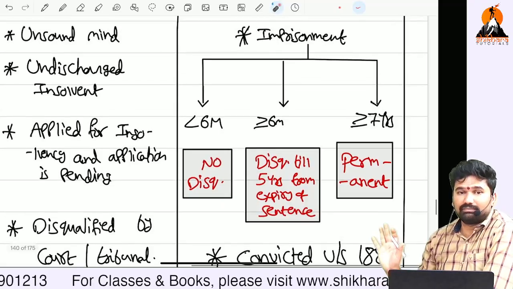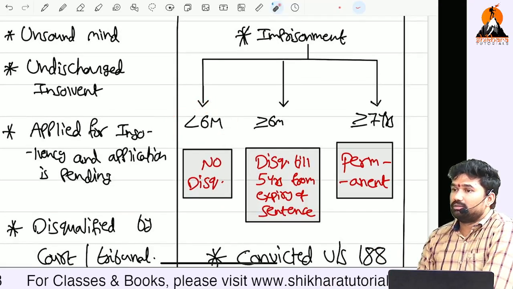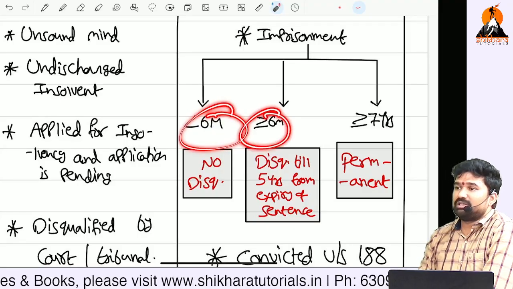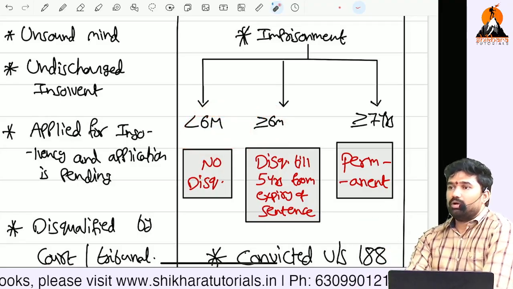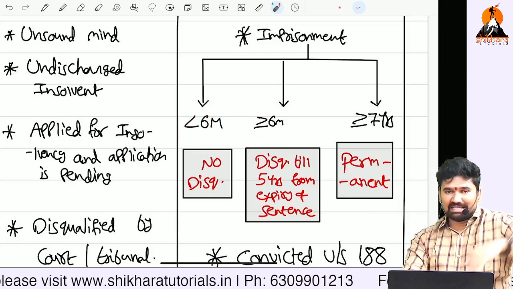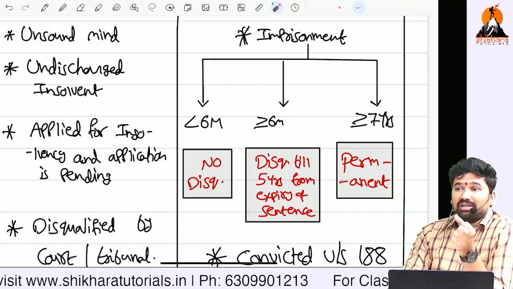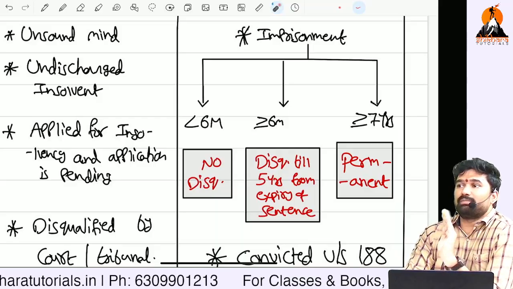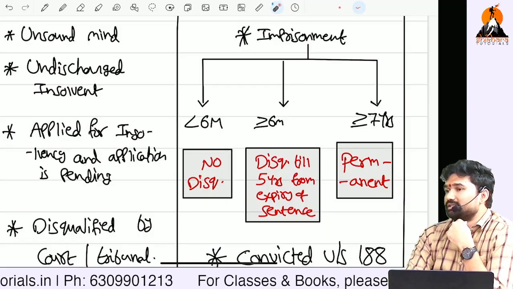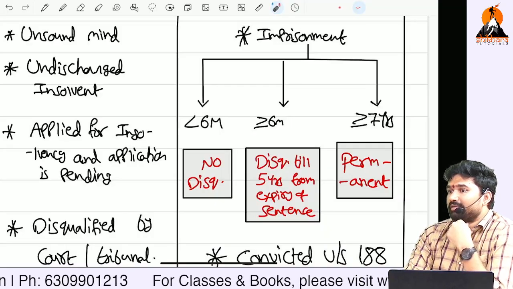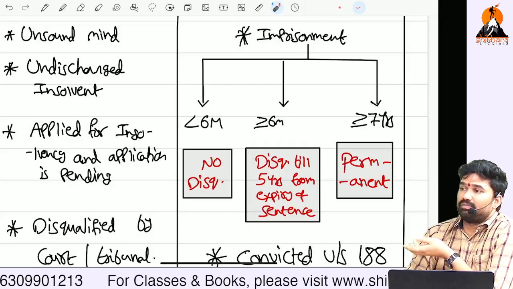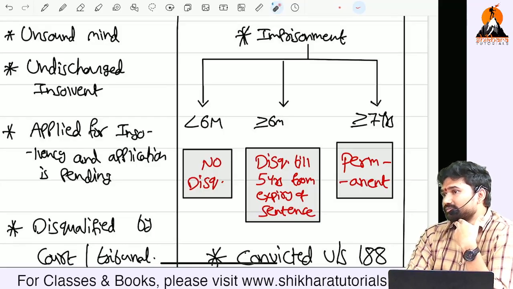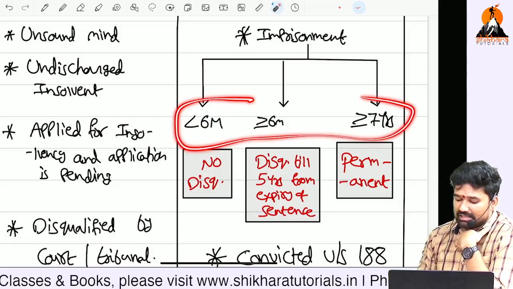So imprisonment clear? Less than 6 months. More than 6 months but less than 7 years: disqualified till 5 years, from the expiry of sentence, not from the beginning of sentence. Went on imprisonment for a period of more than or equal to 7 years, then lifetime disqualification.